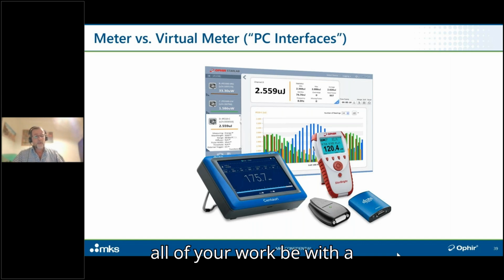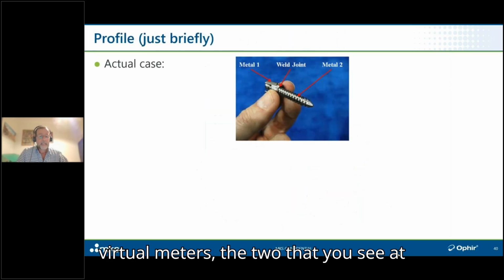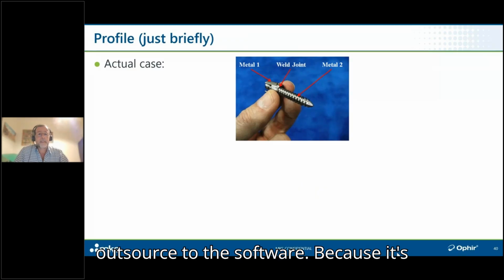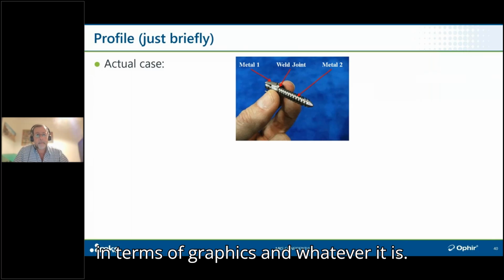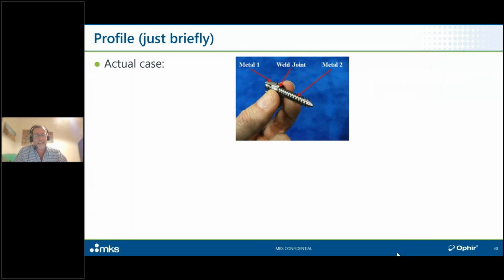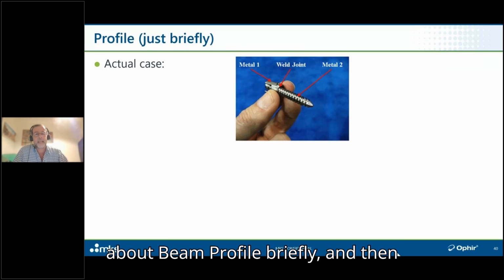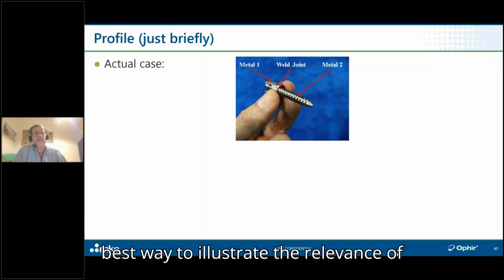Let's say a few words about beam profile briefly, and then we'll conclude. The best way to illustrate the relevance of this is by a case study. This is actually on our website from some years back. A customer that manufactures various medical devices. What we're looking at here is some sort of an implantable medical device. I have no clue what this thing does, but its manufacturing process involves a very critical welding step.